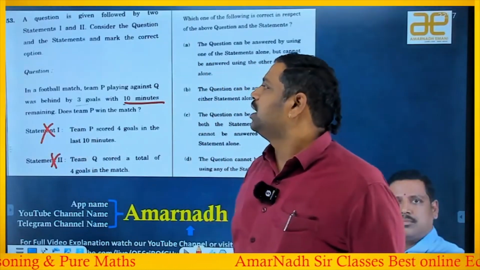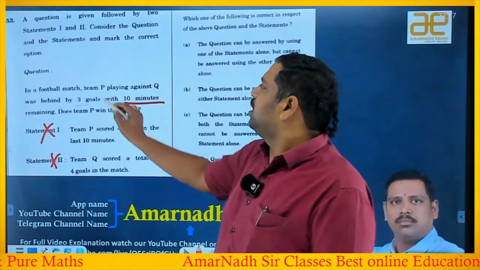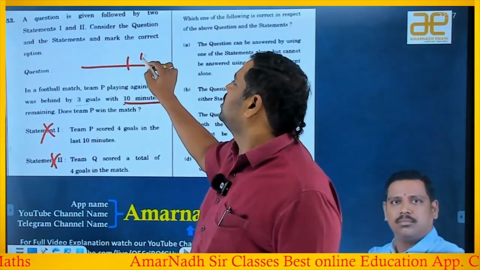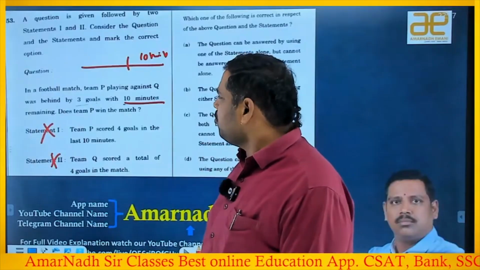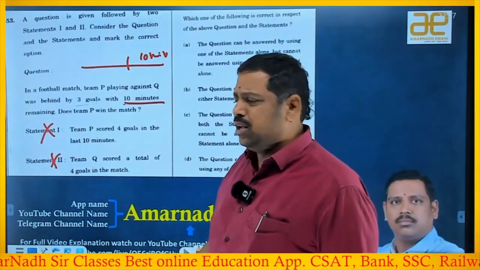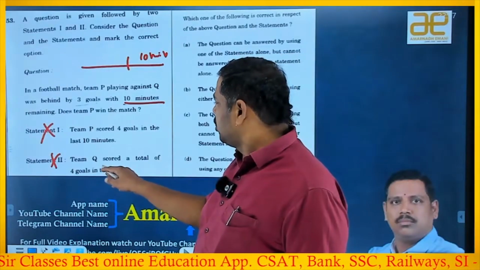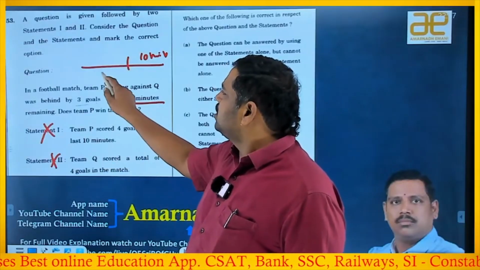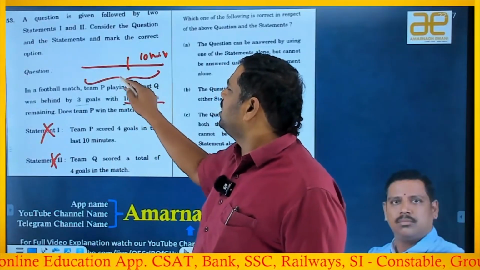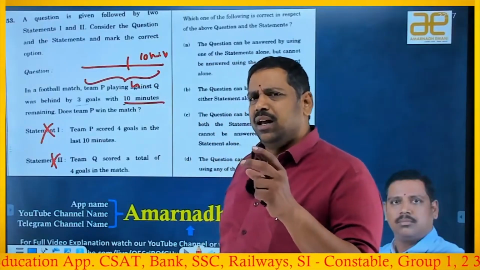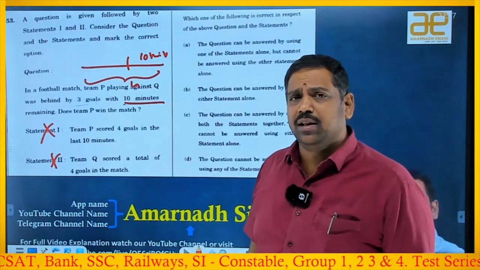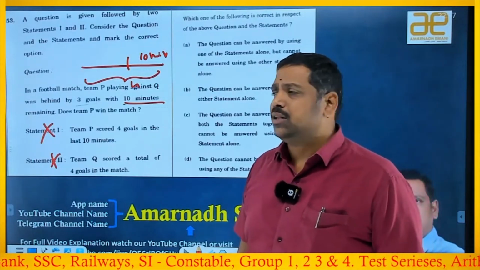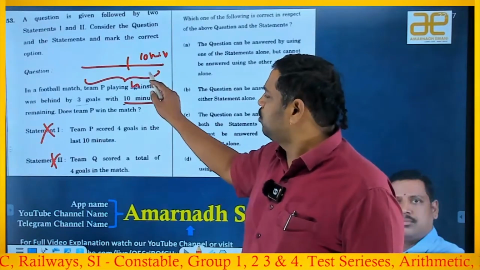Now I'm going with the combination. So let's think about the game. This is the last 10 minutes of time. Before that, how much time is there? I don't want that. Already P lags by 3 goals, right? And here Q scored a total of 4 goals, right? So P is behind by 3 goals, which means Q is ahead by 3 goals, and the total is 4 goals.